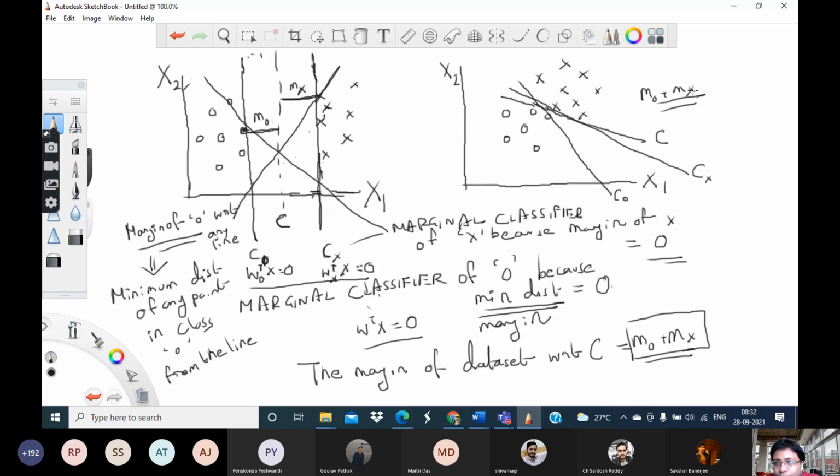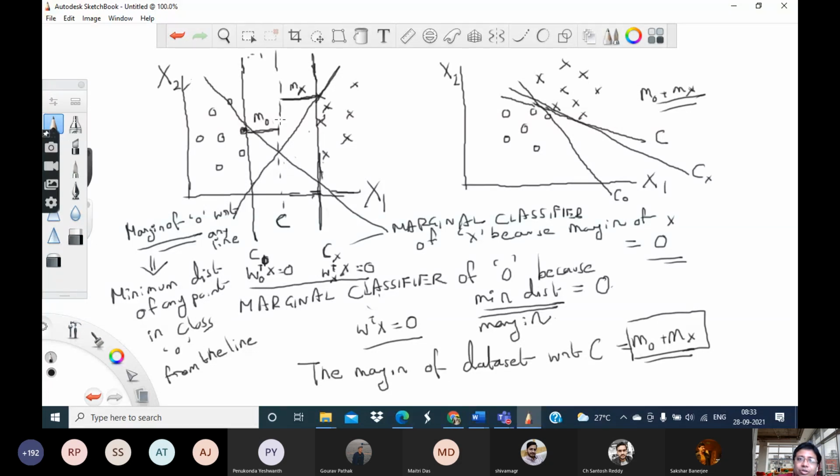Now, as you can understand from the figure itself, obviously the margin in this case is going to be much larger than the margin in this case, right? Or rather, this particular statement does not make much sense, because margin is defined with respect to one particular classifier. If I take this marginal classifier C circle, then its margin with respect to the circle class is 0.